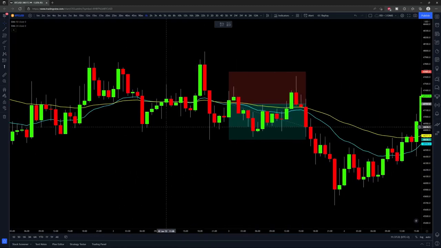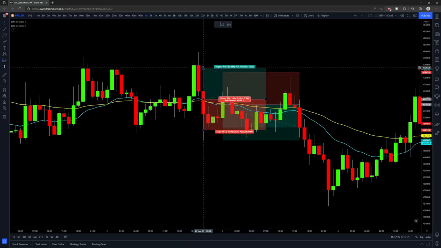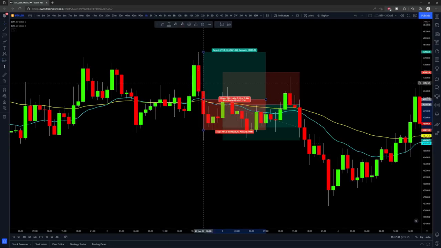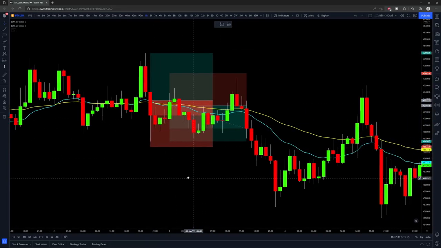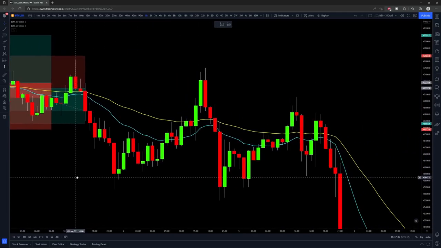Here's a loss, so we see a cross to the upside right here. And then we would be buying at the 20 and targeting the highs before the pullback. So this one ends up being a loss. So there we are, those are some examples.